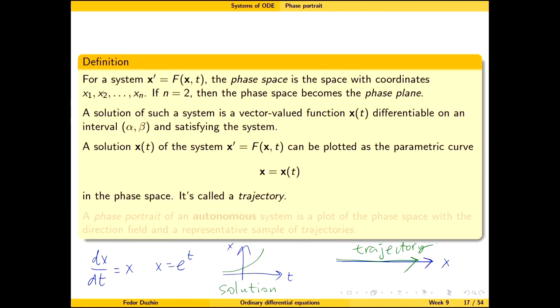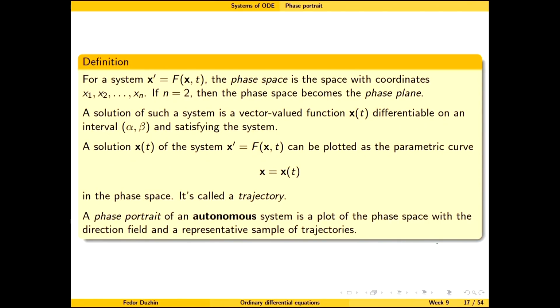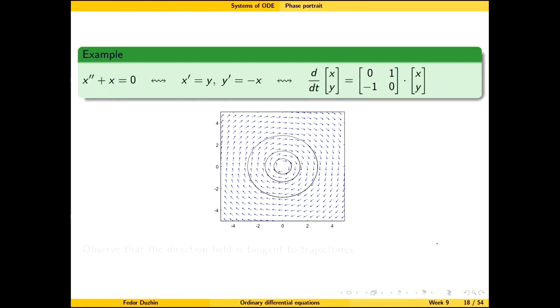Okay. So a phase portrait of an autonomous system is a plot of the phase space with a direction field and some sample of trajectories. So this is a very important notion, and usually we do phase portraits when the system has two dependent variables, two unknowns. So here are a few examples, right? In the first example we have a familiar second order differential equation. So now we are going to convert it to a system of differential equations, right?